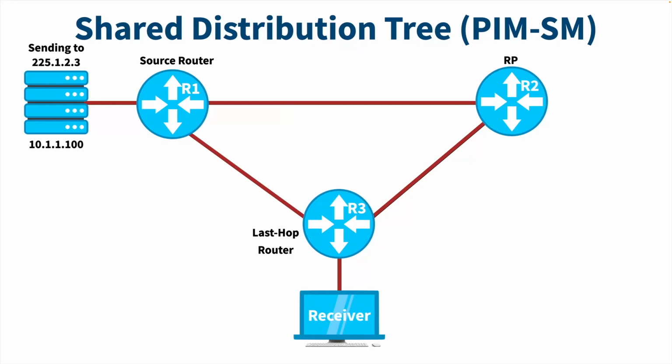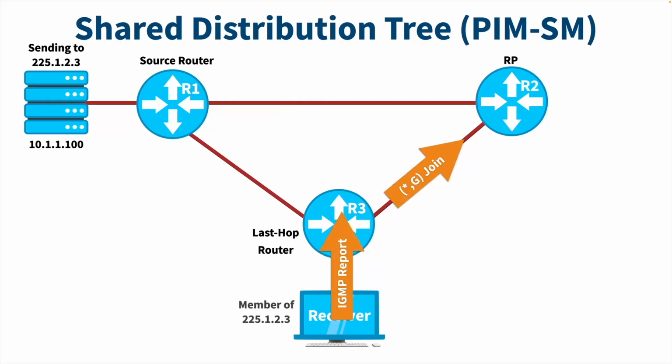But now let's say that we do have a receiver on R3 that comes up and it sends an IGMP message saying that it wants to join this group. Specifically, it's an IGMP report message, and it says, I want to belong to 225.1.2.3. And R3 also knows that R2 is the rendezvous point, so it's going to send a *G join message up to R2 saying, I'd like to receive traffic for this group. Now the star in *G is a wildcard. We're saying we do not know or we do not care who the source is, we just want to join this group. And the group is 225.1.2.3.